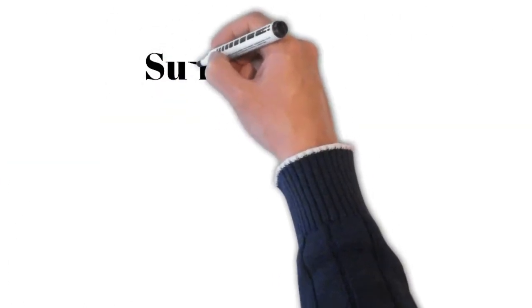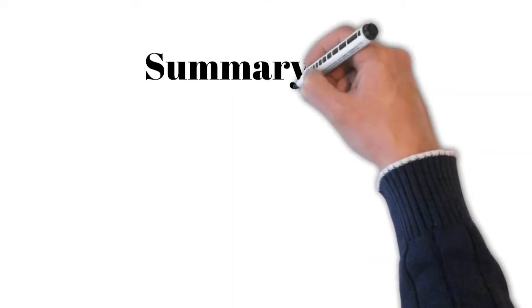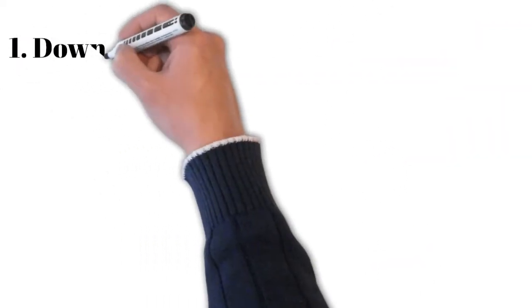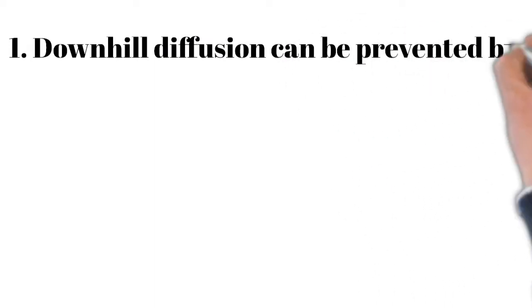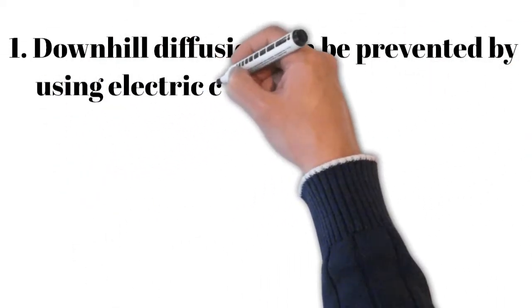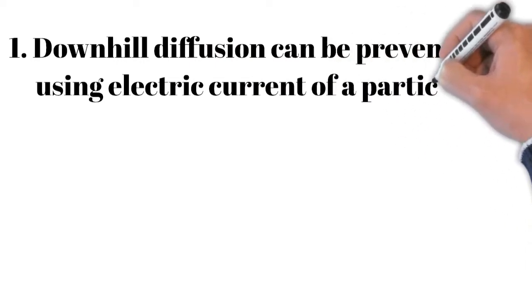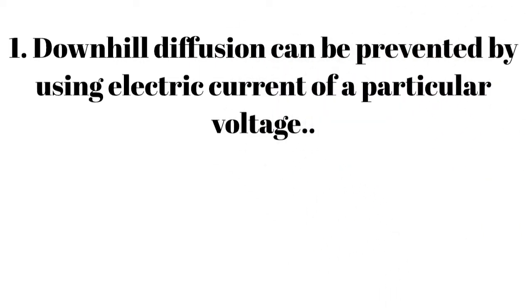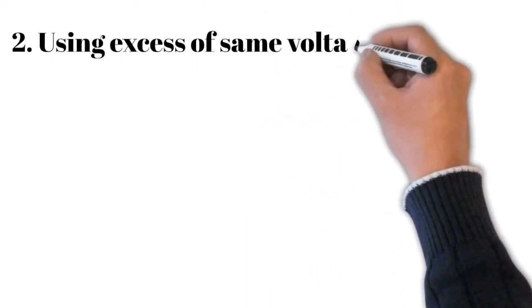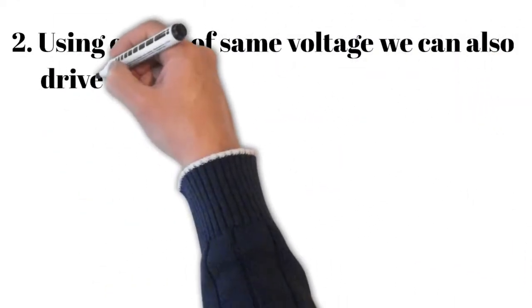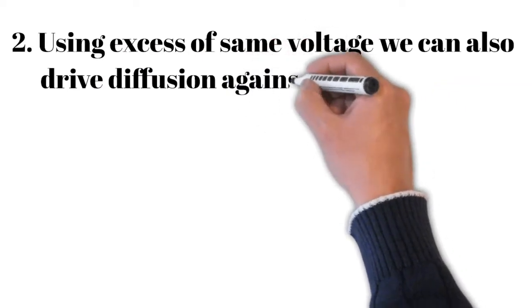So summarizing, we learnt that 1. We can stop ionic diffusion despite its concentration gradient across a membrane by using an electric current of a particular voltage on one side of the membrane. 2. If we increase the strength of voltage on the same side, we can also cause ionic movement against the concentration gradient.